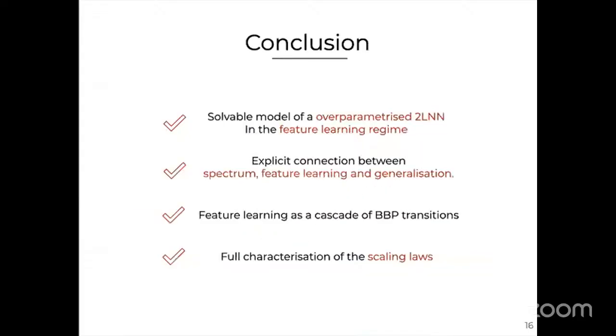Okay, so this is what I wanted to share with you today. So what did I tell you? I presented to you a solvable model for an overparameterized neural network, which is nonlinear, and which is in the feature learning regime. I explicitly connected the spectrum, so the behavior of the spectrum, to generalization. I showed you that feature learning can be understood in this problem as a cascade of BBP transitions, so these spectral transitions where the spikes correspond to the signal and the bulk to the noise. And I gave you the scaling laws that correspond to this behavior.